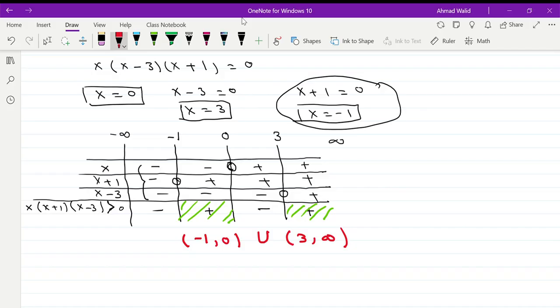This was all about dealing with polynomial inequalities, correct? I'll stop it here. In the next video, I'll explain the inequalities that are the quotient of polynomials, or we call them rational inequalities, correct?